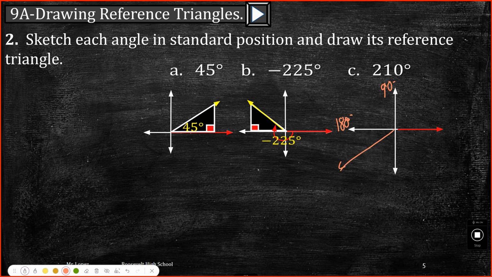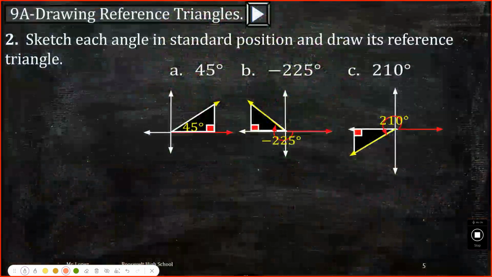Draw your reference triangle. Is this part of the bow tie? It's going to be always with one side on the x-axis always. So there it is. All right, and we're done.